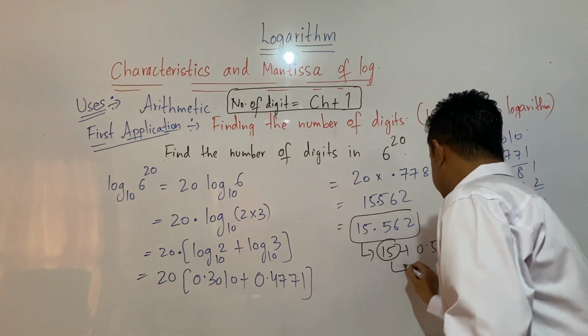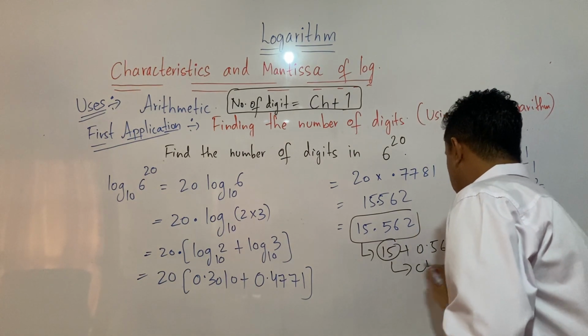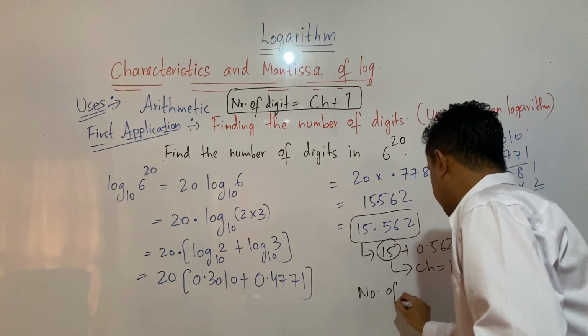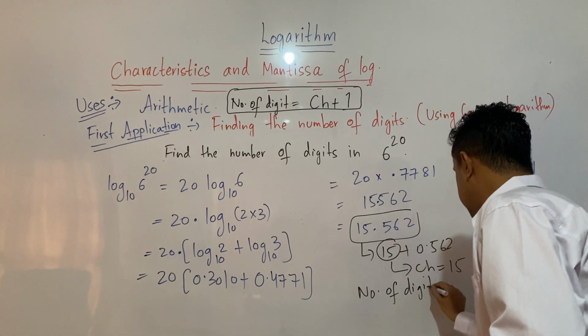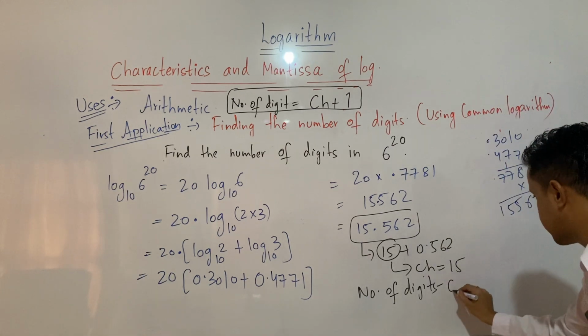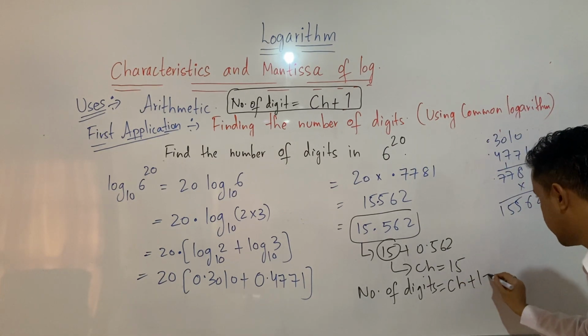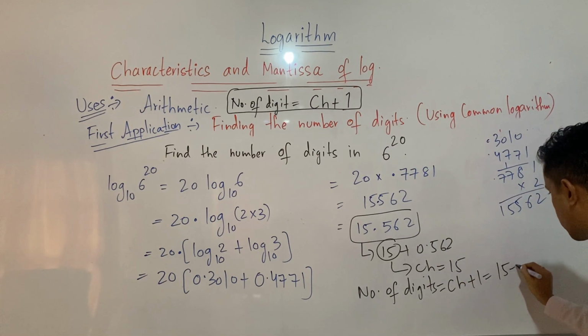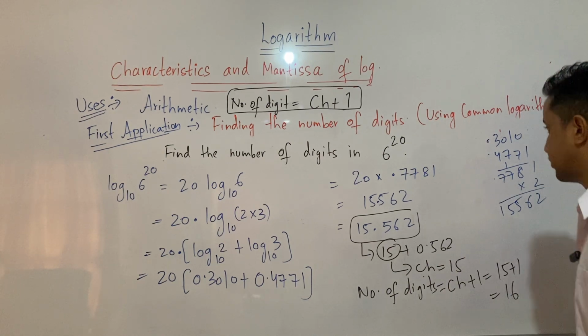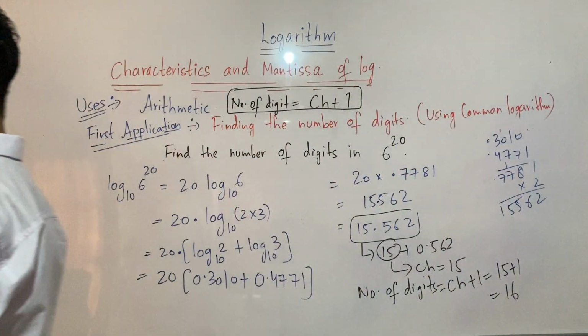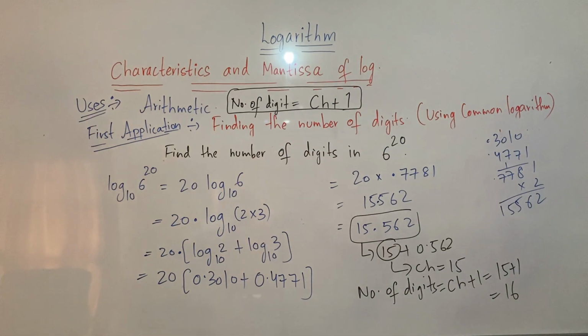So the characteristic is 15. So the number of digits is going to be the characteristic plus 1, which is equal to 15 plus 1, that is 16. So the number of digits is going to be 16. I hope it makes sense.